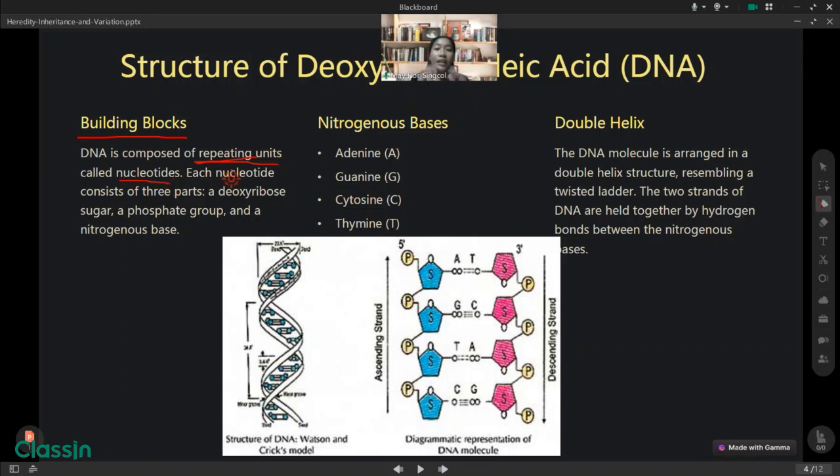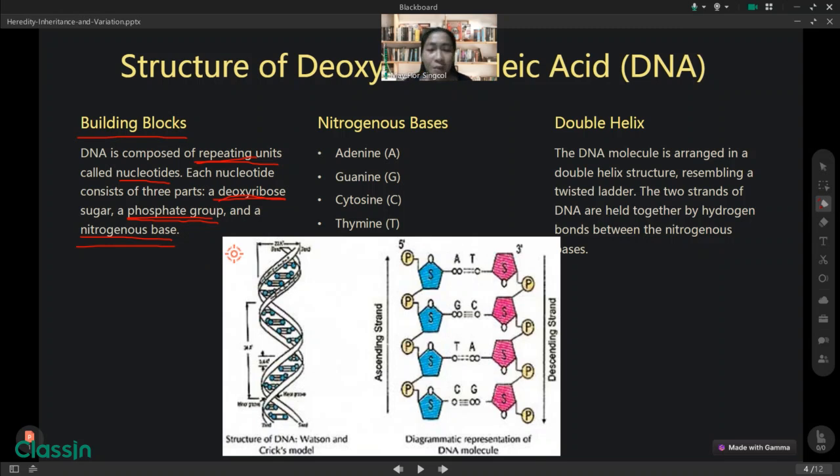Each nucleotide has three parts. What are the three parts? First is the deoxyribose sugar, or the sugar group. Next is the phosphate group, and the nitrogenous base. Again, the three parts of a nucleotide inside the DNA are the deoxyribose sugar, the phosphate group, and the nitrogenous base.